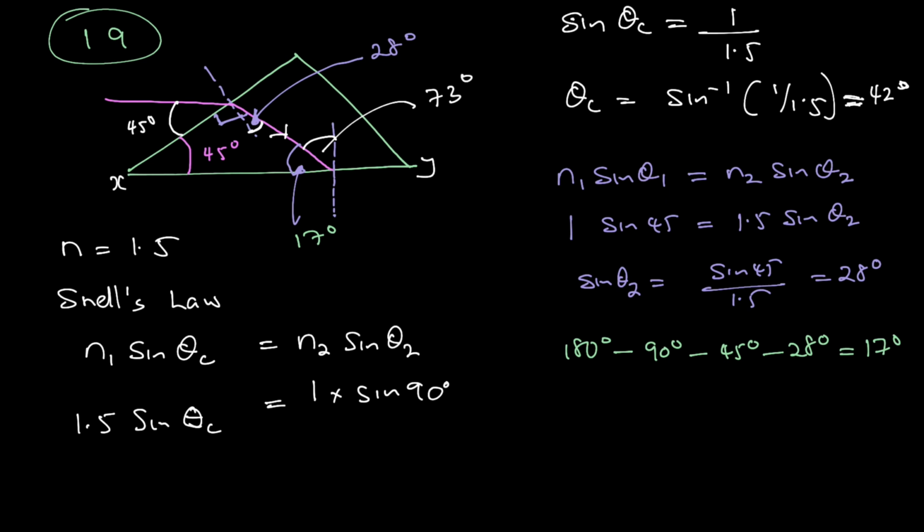Because it's 73 degrees to the normal, which is greater than the critical angle of 42 degrees, it is going to be total internal reflection. So which one is total internal reflection? That's D.